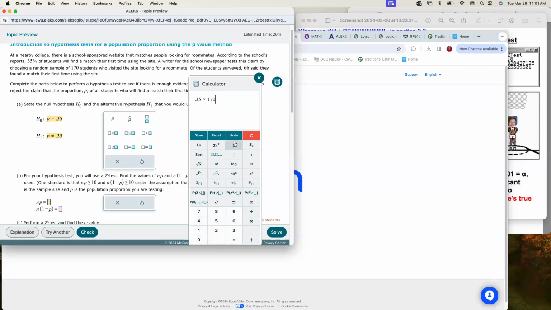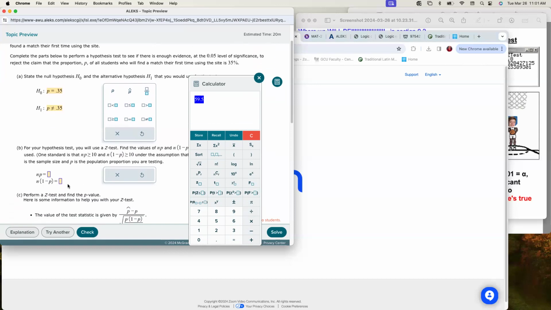Okay, and then there's no equal button here. You just have to hit the enter. So I got 59.3. Okay, so if 35% times 170 is going to be greater than 10, then both of those. Now, they do require, I guess you have to put the numbers in here. So, just, I guess maybe they're verifying that you check it. So we'll go ahead and put that in there.